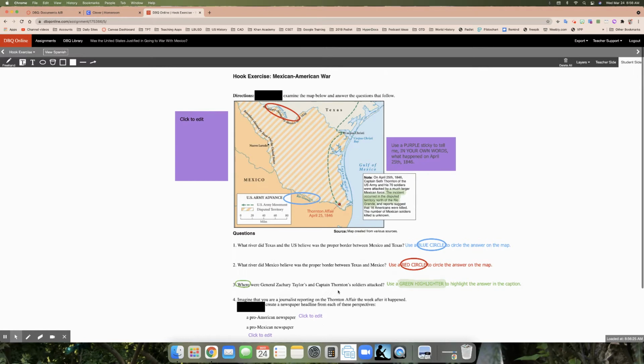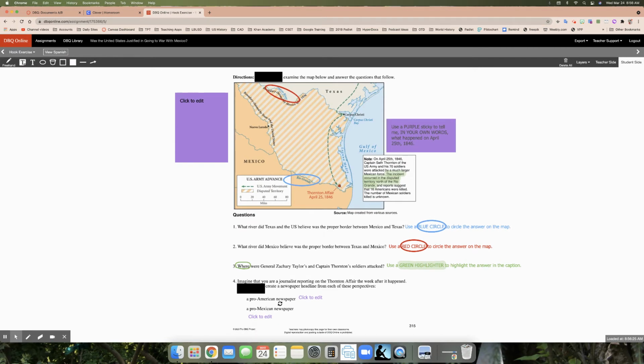You should have come up with a newspaper headline for a pro-American newspaper and a newspaper headline for a pro-Mexican newspaper. And for those of you who were confused, a headline is the big bold part that's at the top before an article. Okay, so that's what a headline is. So we did that one basically for the most part together.